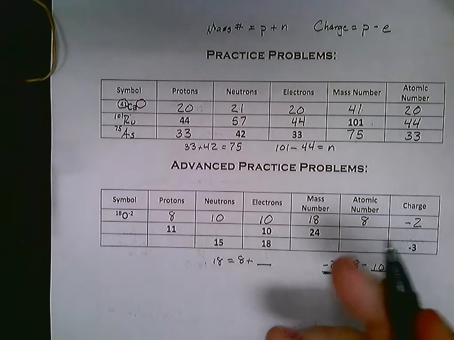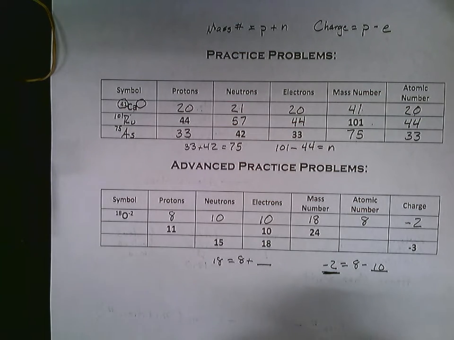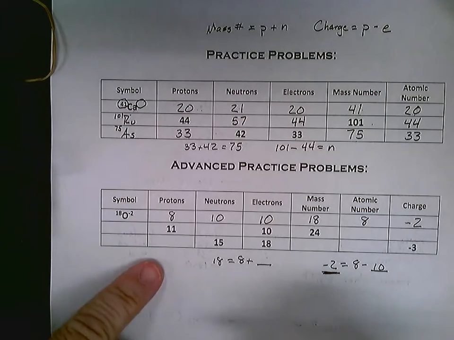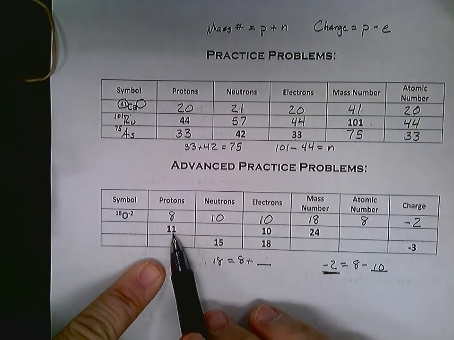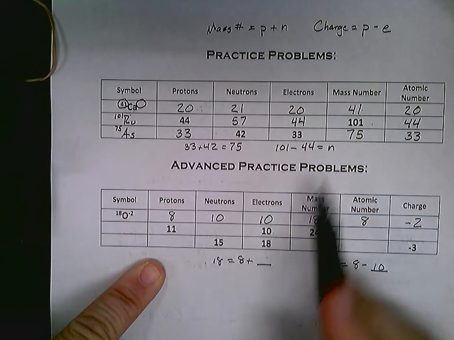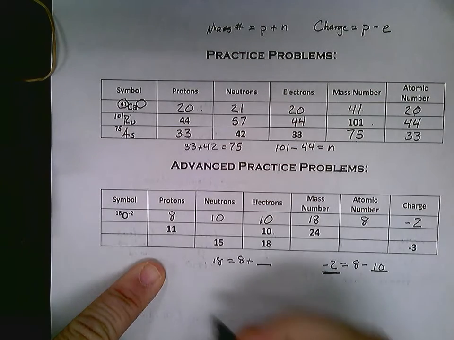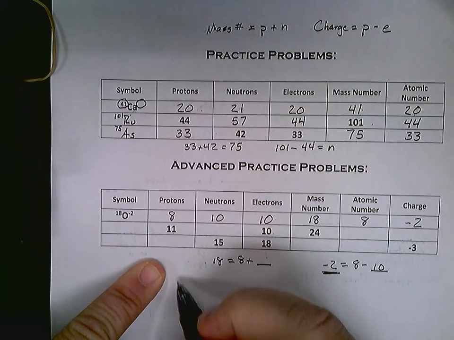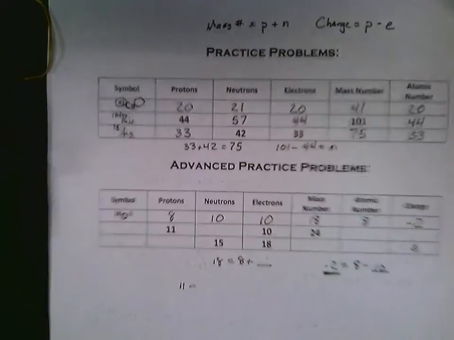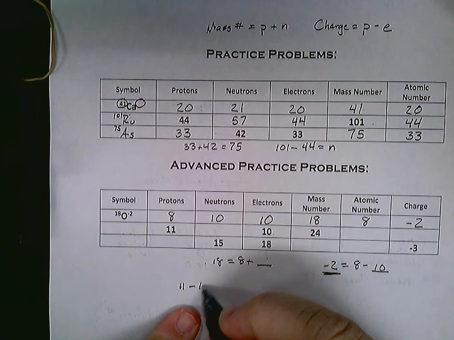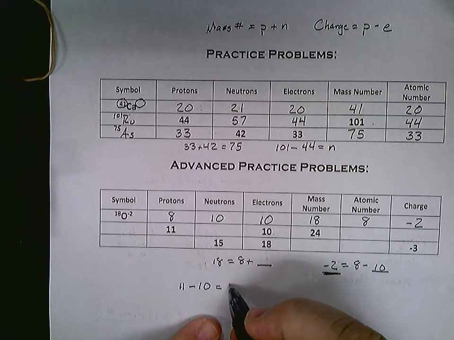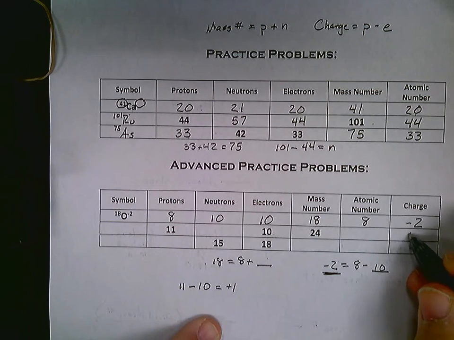All right, let's take a look at the next one. Given information is going to tell us what we're going to do and how we're going to fill this in. You can start with either one of these, but since I've got protons and electrons, let's go ahead and figure out the charge, if there is one. Well, for the second one, we've got 11 minus 10 equals +1. So that means we have a charge of +1.